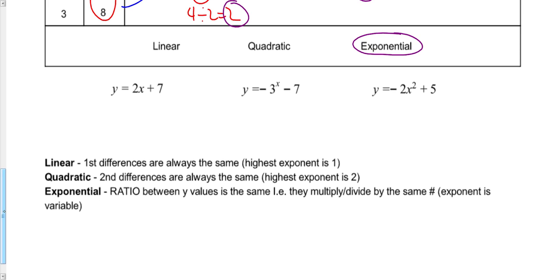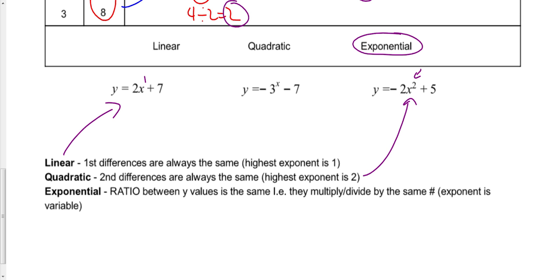Again, we talked about this a little bit back when we did our quadratics review in quadratics 1. But linear relationships, their first differences are always the same, and their highest exponent is 1. So this up here is a linear relationship because its highest exponent is 1. Quadratic relationships, their second differences are always the same, and their highest exponent is a 2. Well, right here, their highest exponent in this particular equation is a 2.